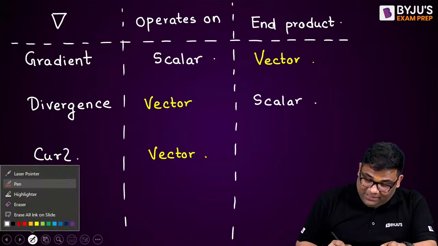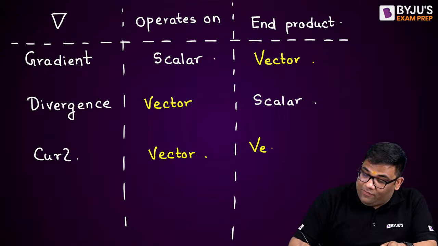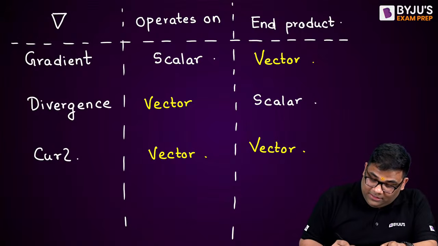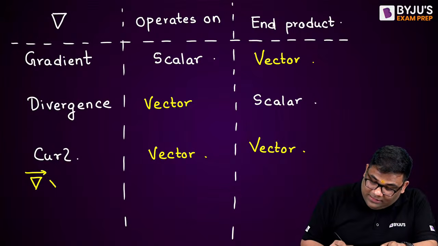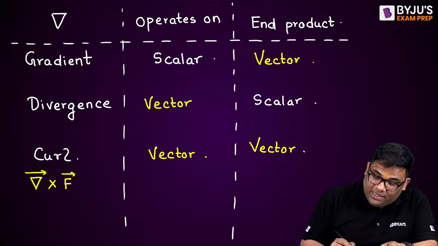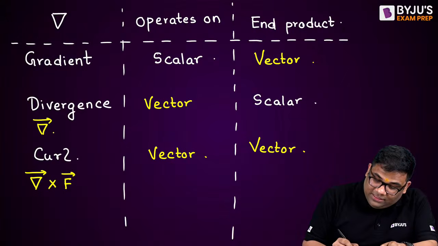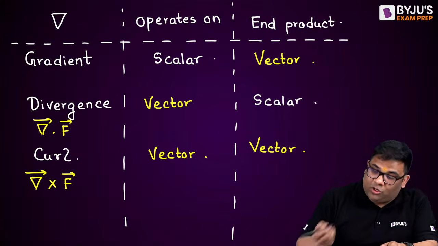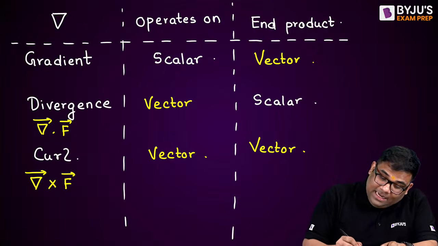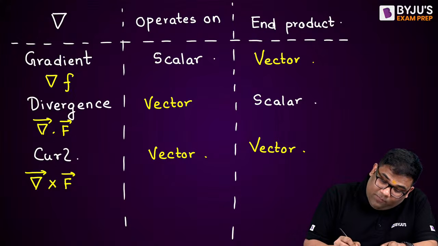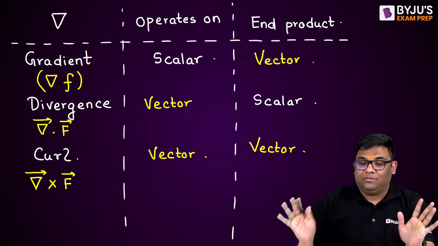Right? And in case of a curl, it is again a vector. Because curl is just the cross product. And divergence is just the dot product. So dot product will give me a scalar, right? And gradient is the del operator acting on f.